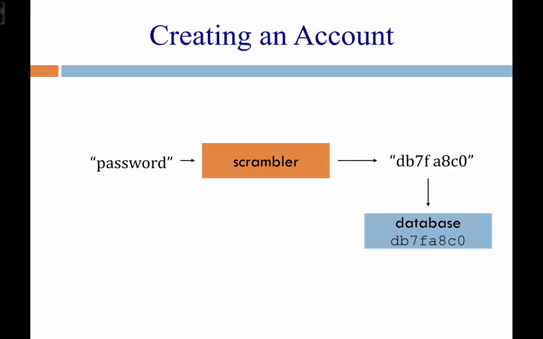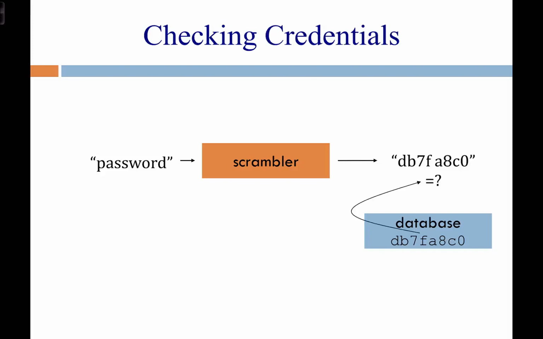Okay, so let's say this is account creation time. You put in the initial password, scramble it, save the scrambled version. Now at login time, how do we verify that they have typed in the correct password? What we do is we take in the password that they type in at login time, put it through the same scrambler, get the hash out, and compare it to the hash that was saved in the database.